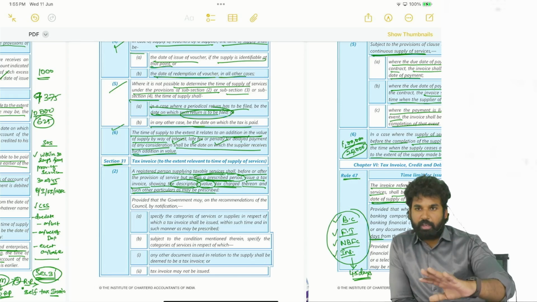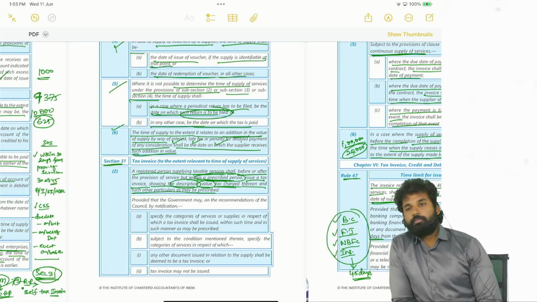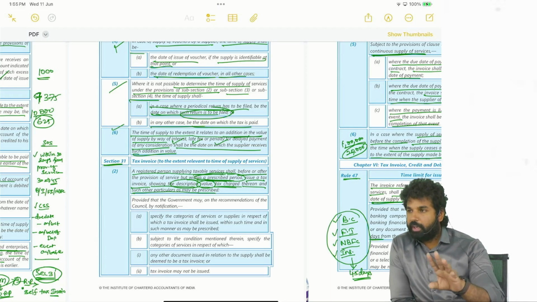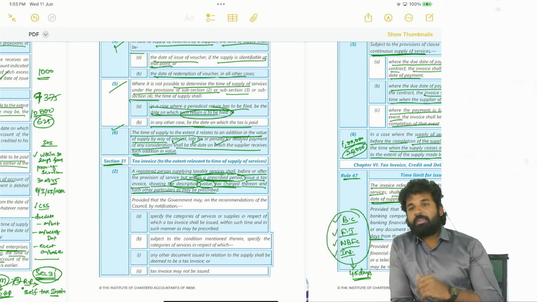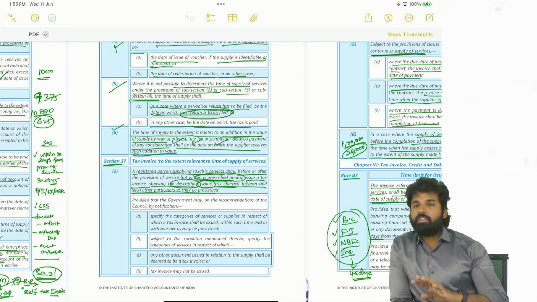Now tell me, as per section 13 subsection 2, forward charge mechanism, what is the time of supply of service? Date of invoice or date of payment, whichever is earlier, provided the invoice is issued on time as per section 31. If the invoice is not issued on time as per section 31, then date of provision of service or date of payment, whichever is earlier.